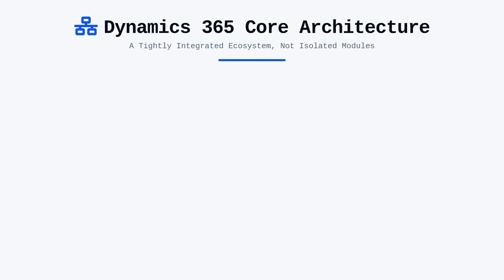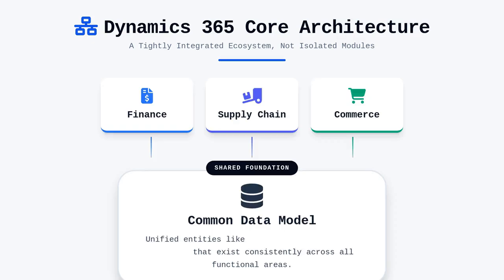To understand the core of Dynamics 365, one must first appreciate that it is not merely a collection of isolated modules, but a tightly integrated ecosystem built upon a shared underlying architecture. This shared foundation relies on a common data model, which ensures that entities such as customers, vendors, and products can exist and be referenced consistently across different functional areas.